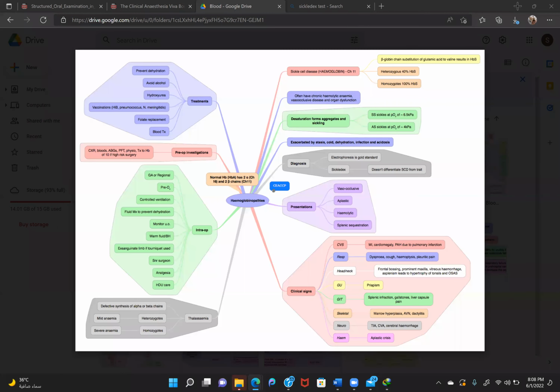Priapism also occurs because of this occlusion. Splenic infarction, gallstones, liver capsule pain. There will be marrow hyperplasia as a result of anemia, and avascular necrosis of the hip. Dactylitis, I think, is because of some problems in the digits. So that's how you will understand the problems related to sickle cell disease.